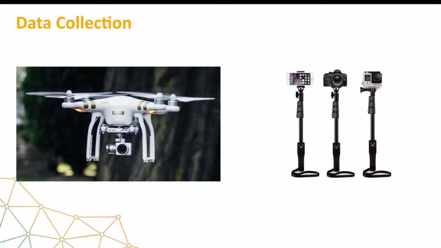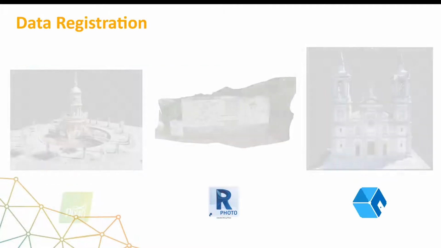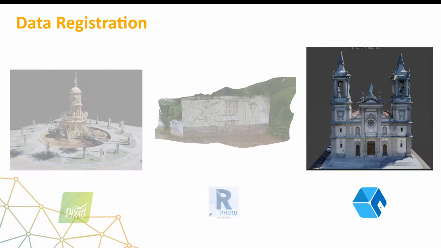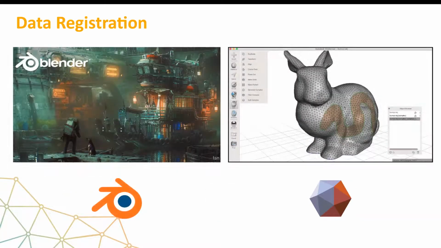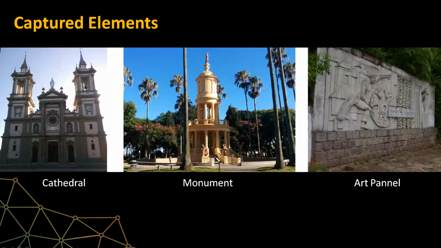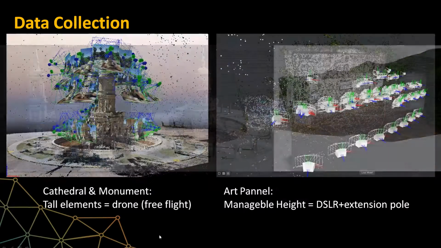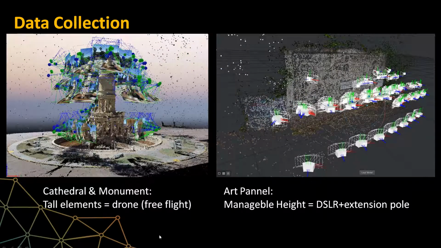In this research, we focus on the drone and DSLR camera for data collection, Pix4D, Recap Photo, and Meshroom for data registration, and Meshmixer and Blender for modeling. To test the software, we chose three elements varying in complexity and scale: a cathedral, a monument, and an art panel.